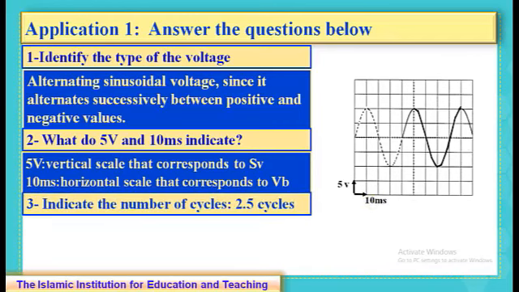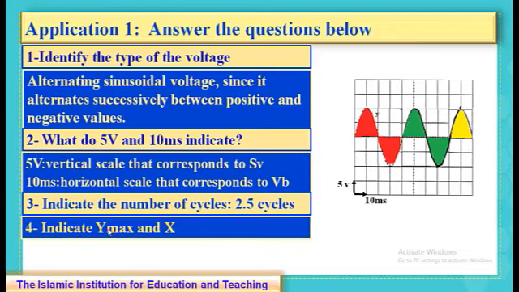Indicate the number of the cycles. Here we have one cycle. This is the second, and this is a half cycle. So the number of the cycles or the oscillations is 2.5 oscillations. We have to indicate Y maximum and X. Y maximum here is equal to 2 divisions, while X here is equal to 1, 2, 3, 4 divisions.